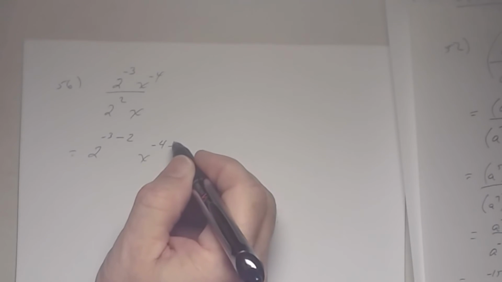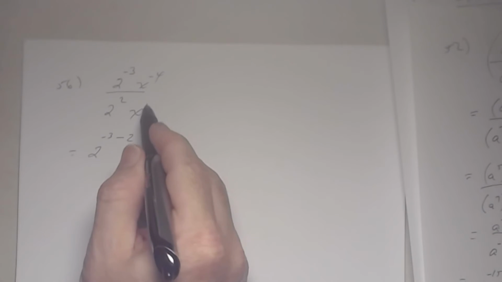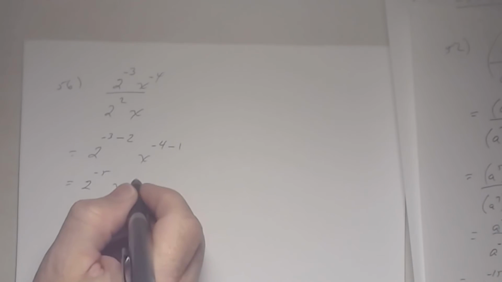Subtract 1, because if there's no exponent there, it's a 1. So that's 2 to the, now what's negative 3 subtract 2? Negative 5. What is negative 4 subtract 1? Negative 5, right? Okay, so that's where I'm at.